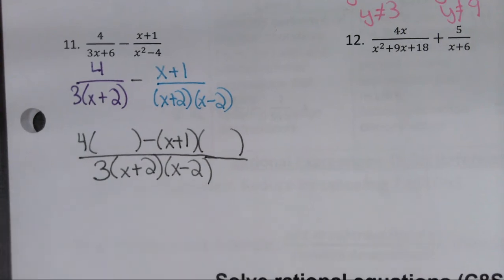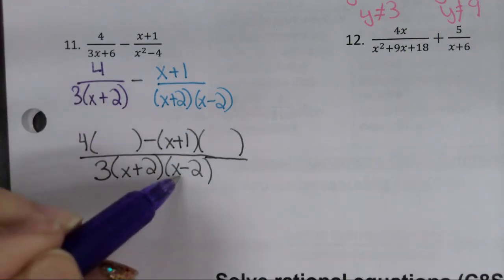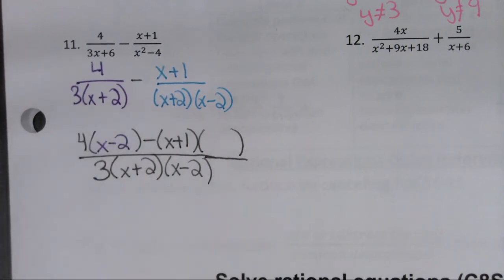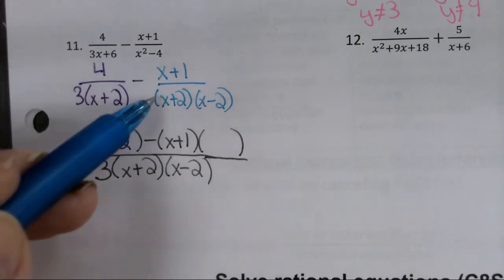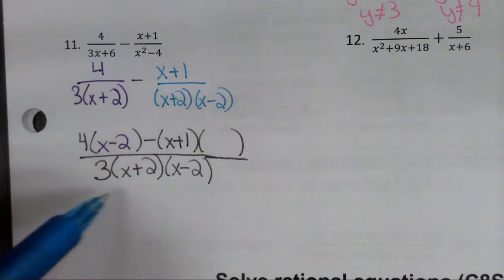So I had a 3 already. The x plus 2 was already there. The only thing it was missing was x minus 2. And over here, I already had an x plus 2. I already had an x minus 2. The only thing that was missing was 3.